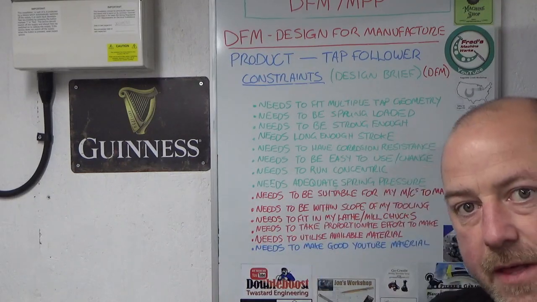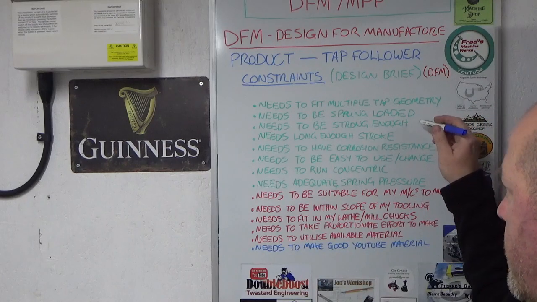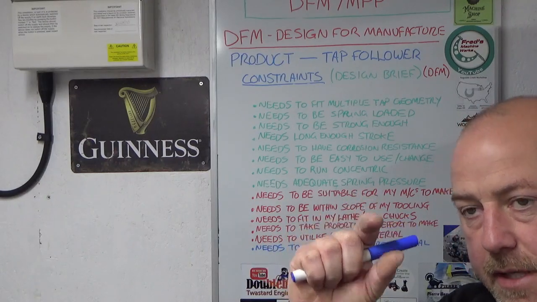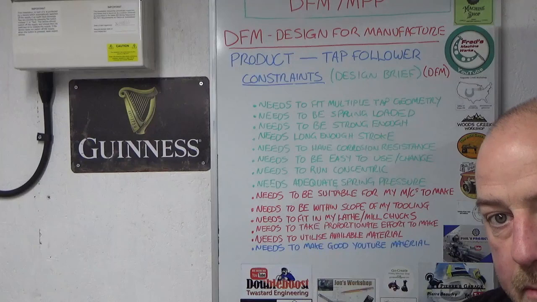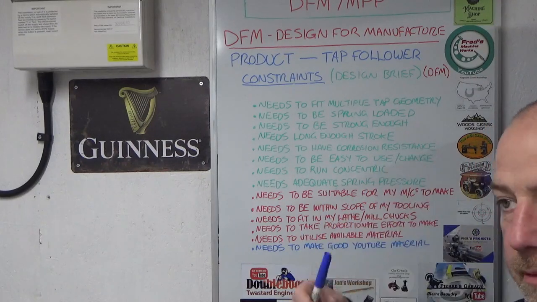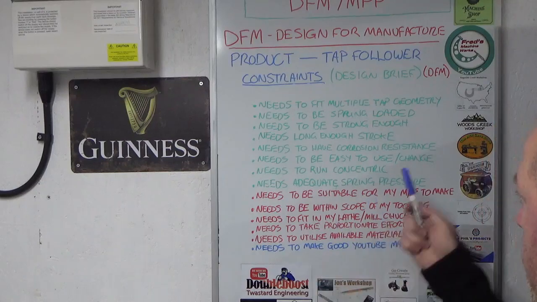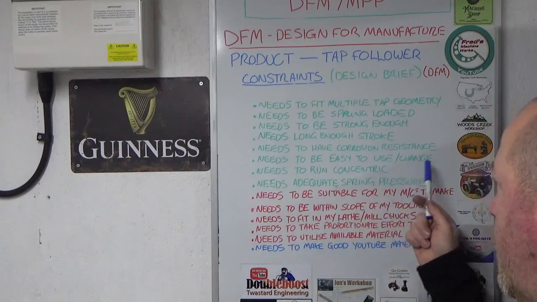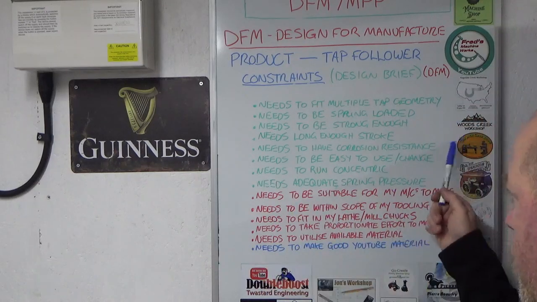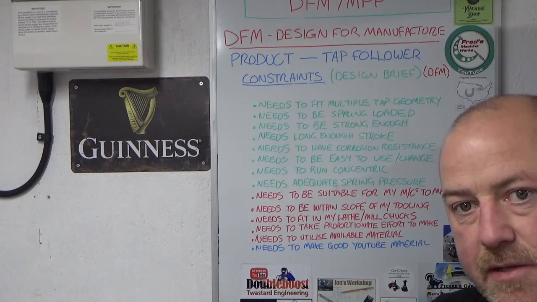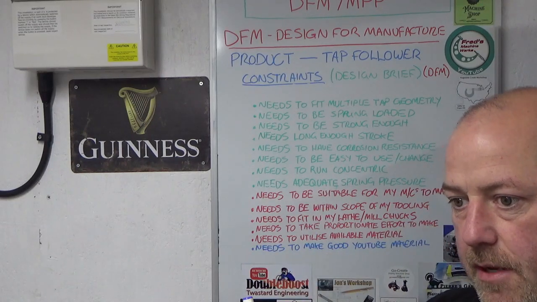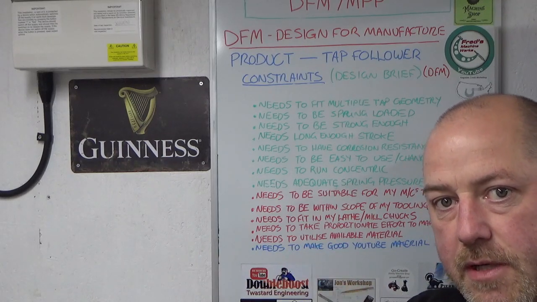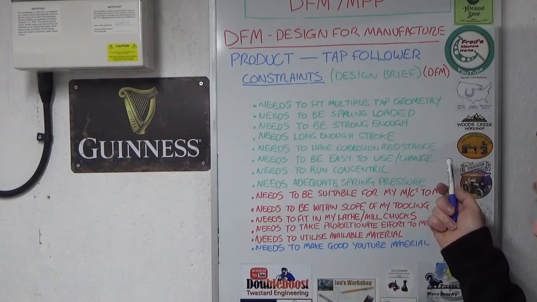It needs to be strong enough for the application that it's got to do. It needs to have a long enough stroke of the spring loaded element so that I get a decent amount of thread depth before it stops being useful, or before I need to move the tailstock, or before I need to move the spindle. It needs to be corrosion resistant, and that's part of the design brief just because of this workshop and the damp that I've got. It needs to be easy to use and easy to change. Obviously when I say change, I'm talking about the difference between a tap that's got a centre hole in the back and one that's got a square. So at some point there's going to need to be a changeover of end effectors.